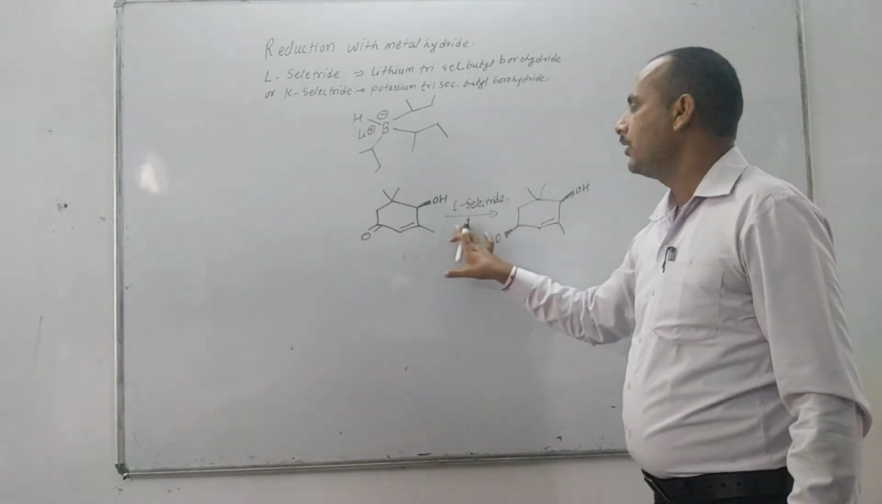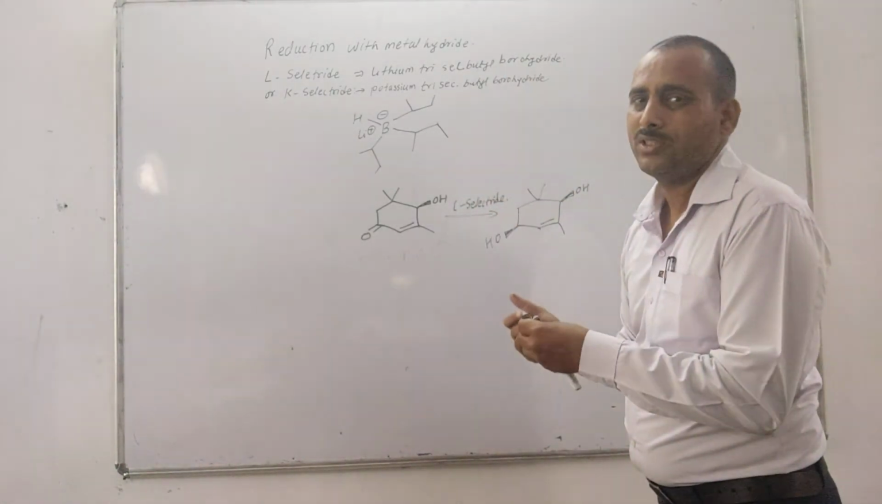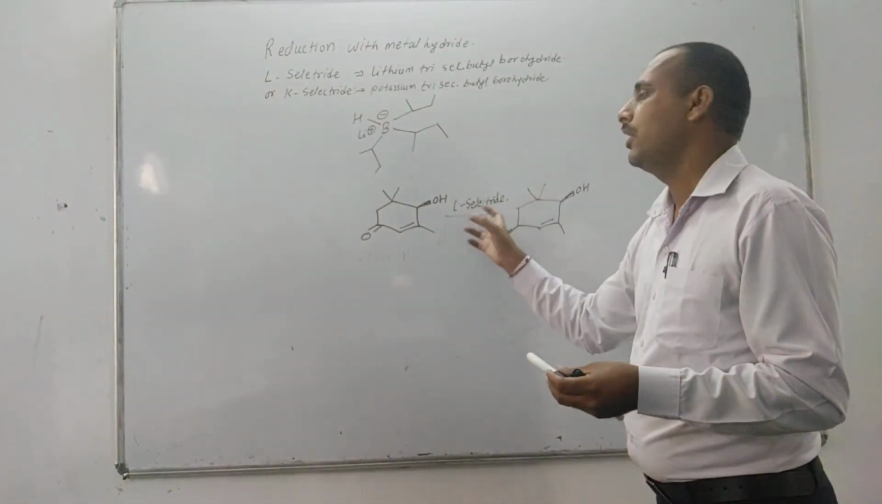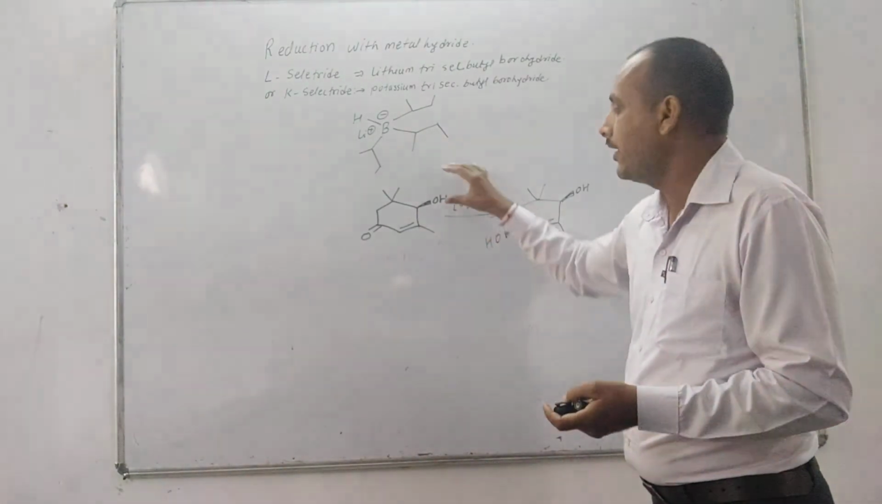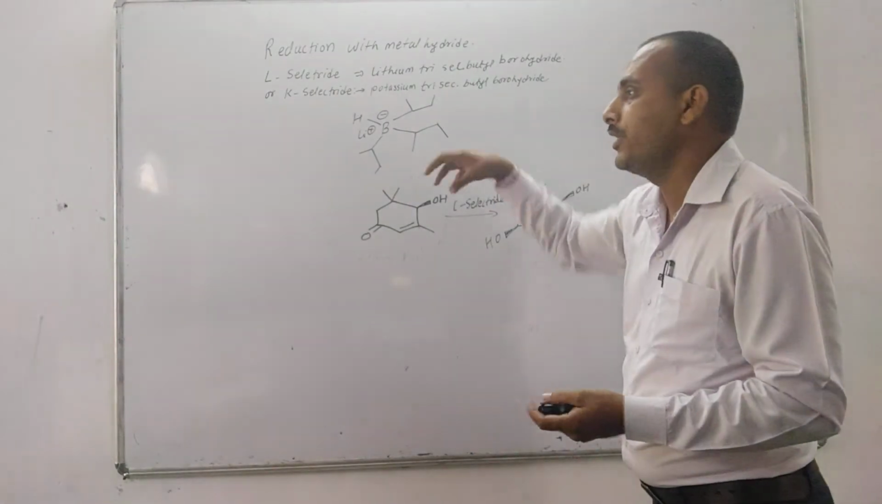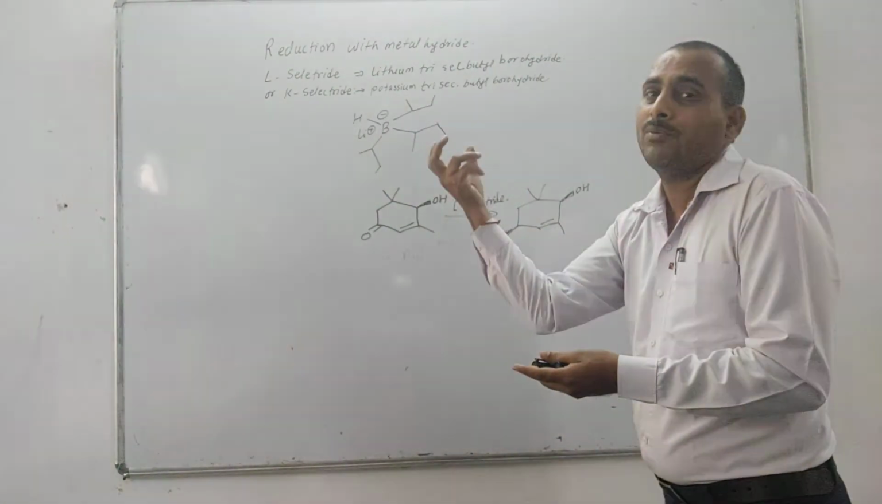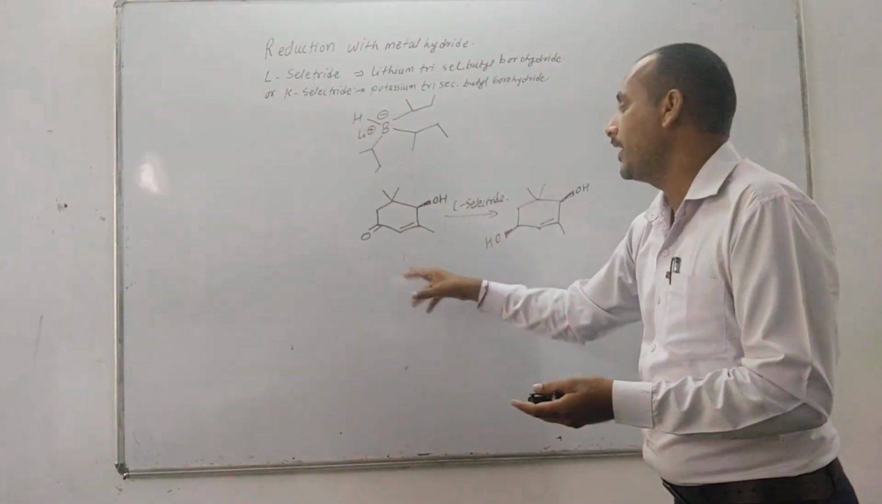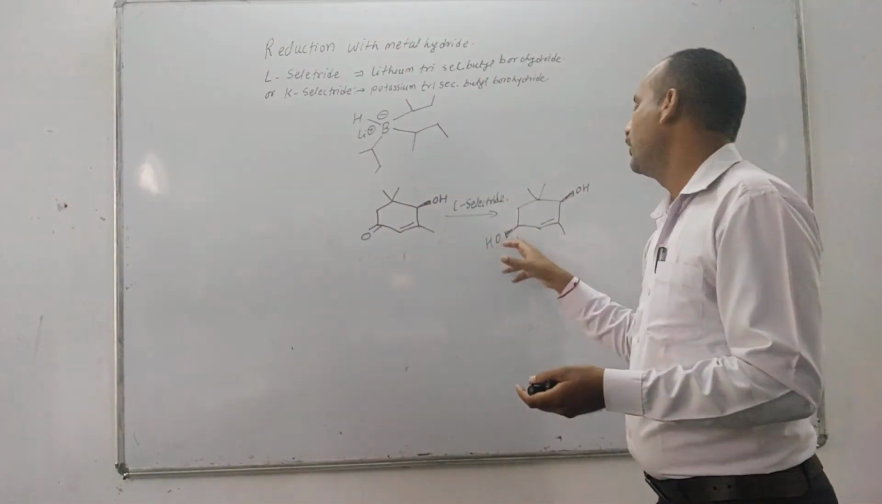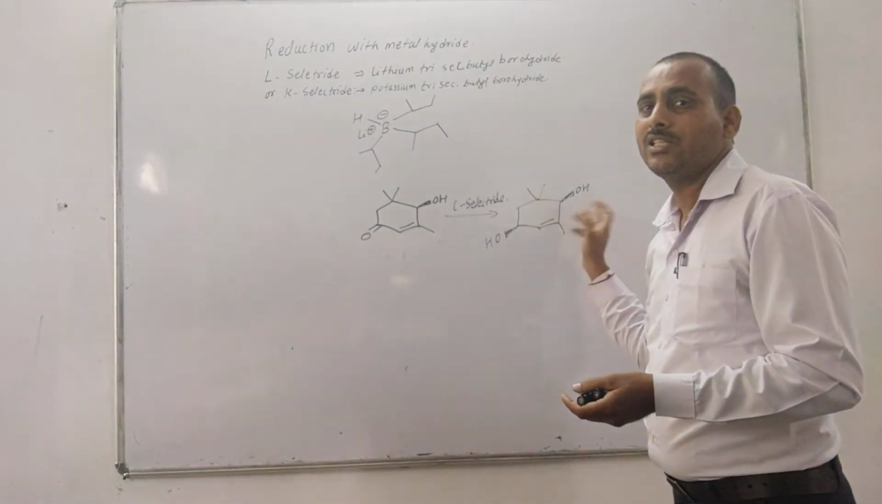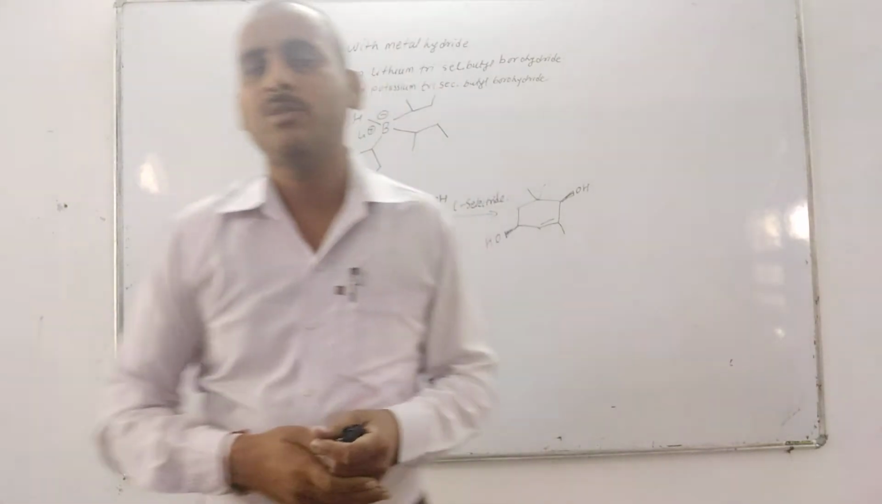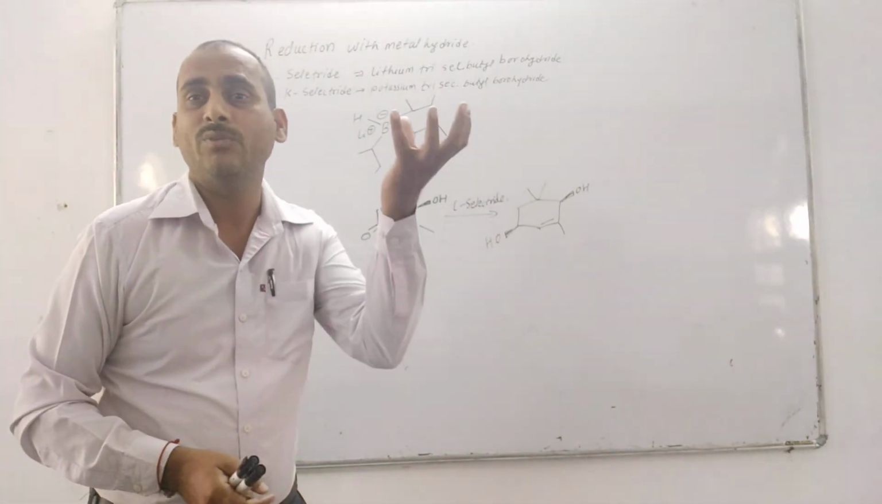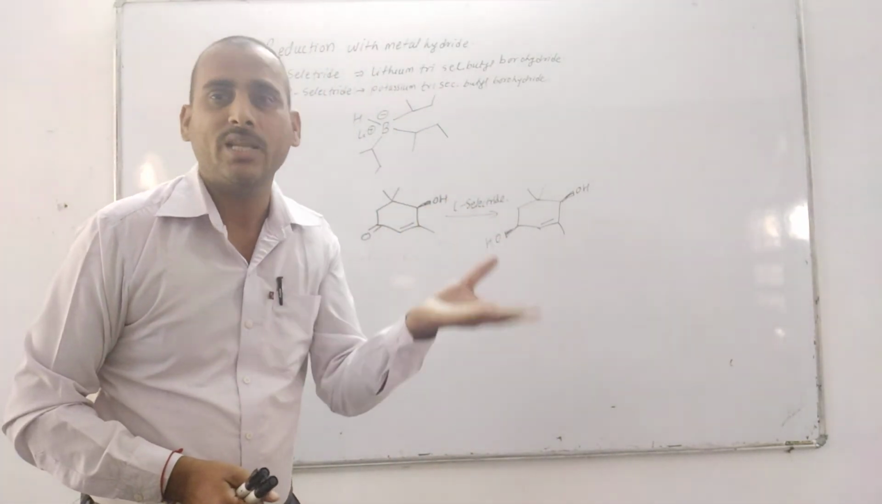Means here the hydride is a bulkier group, L-selectride is a bulkier reducing agent, and as this OH group is present on the up face, therefore the hydride attacks from the lower face, so that the OH comes to the up face. Therefore this OH and this OH are present on the same side because the hydride attacks from the lower face, down side.